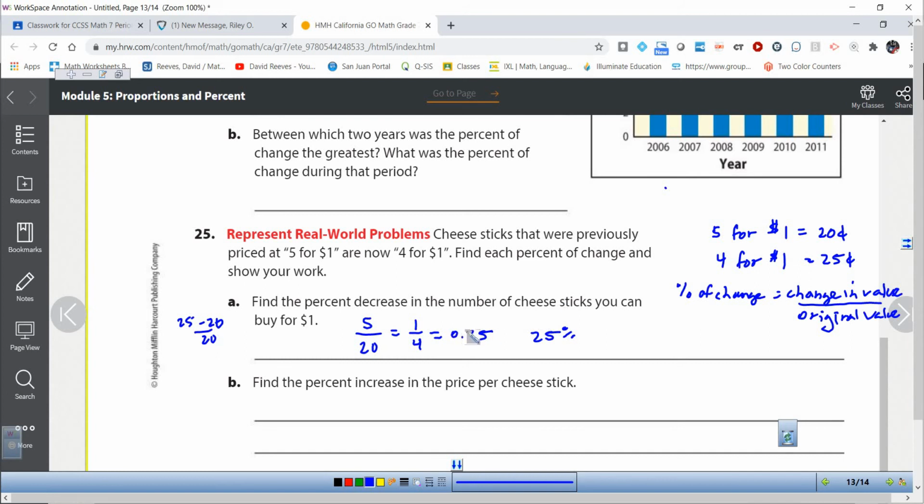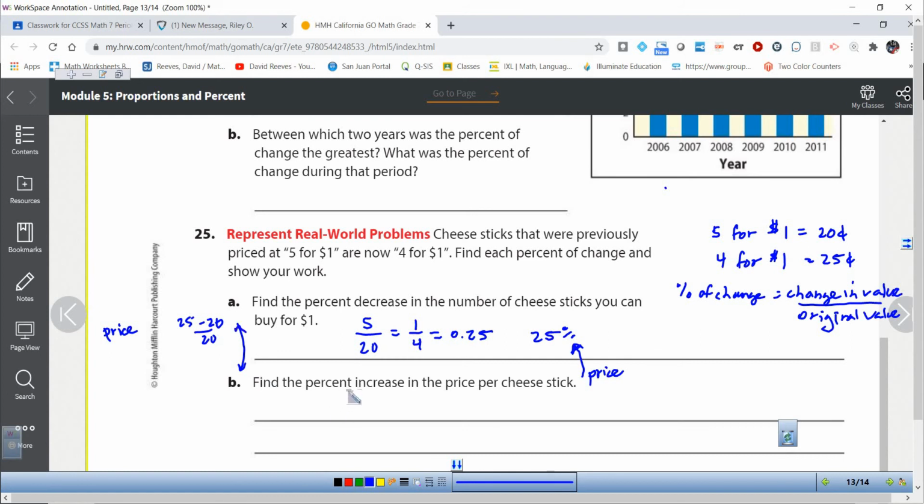Now, it is interesting, though. They said find the percent decrease in the number of cheese sticks you can buy and find the percent increase in the price. You know what I did? I did the price one. I am so sorry. This one is the price, right? So I did the change in price. So I did B before I did A. So we're going to switch these, okay?